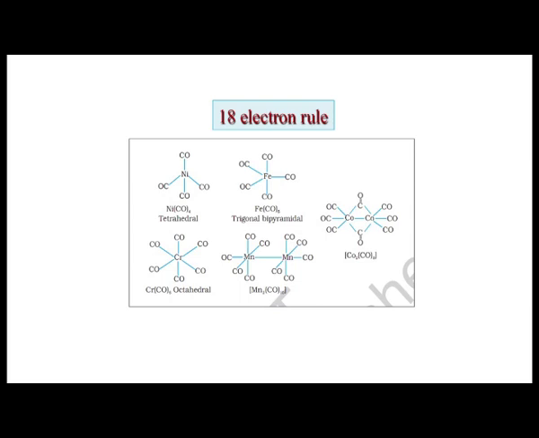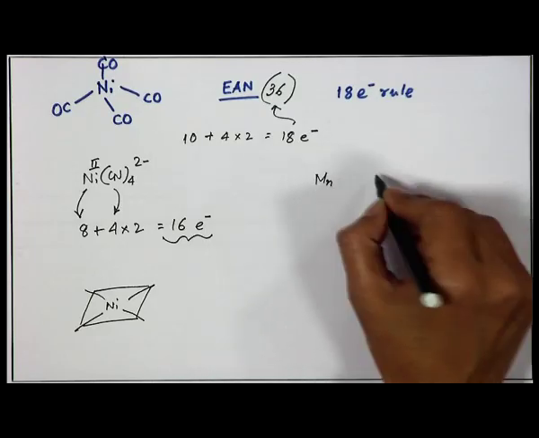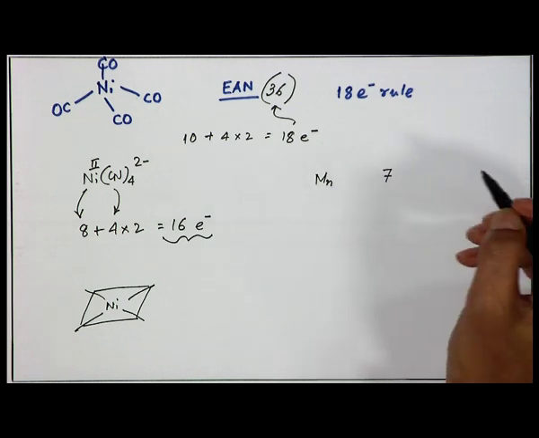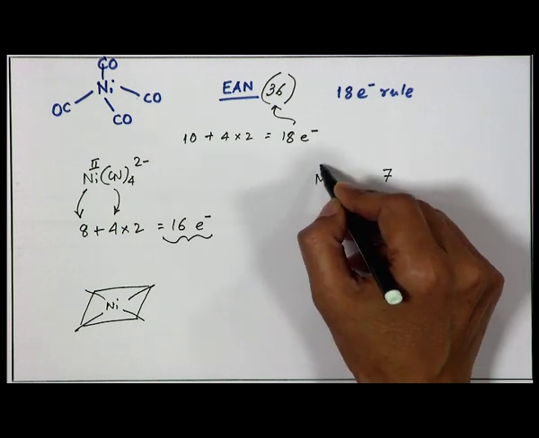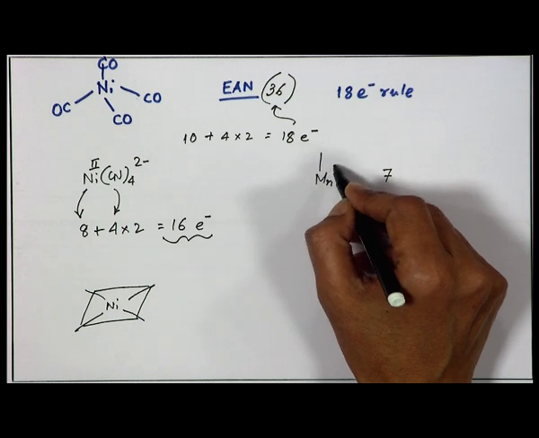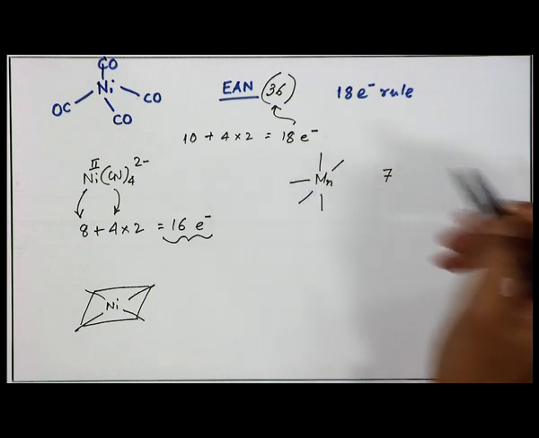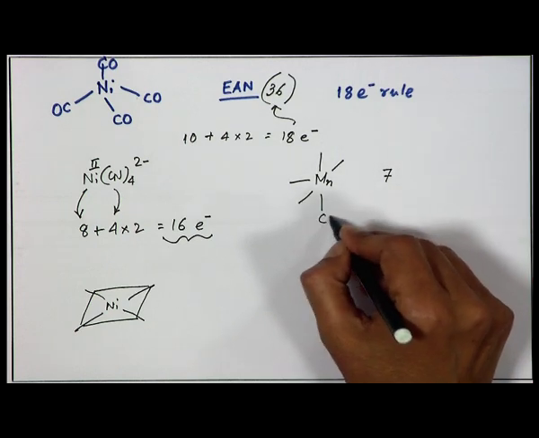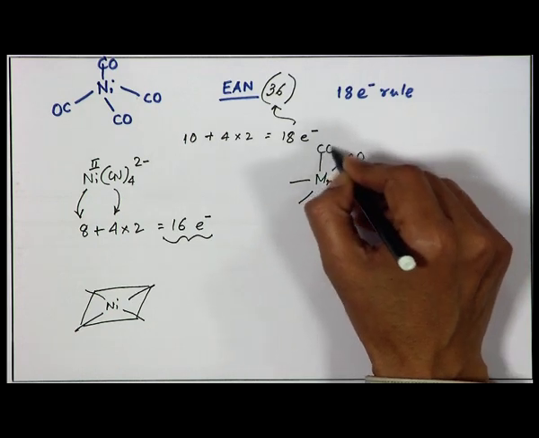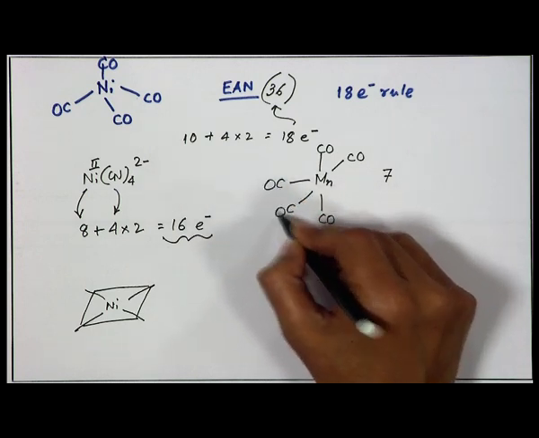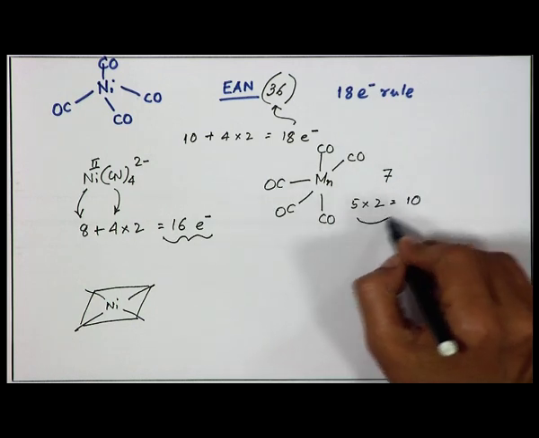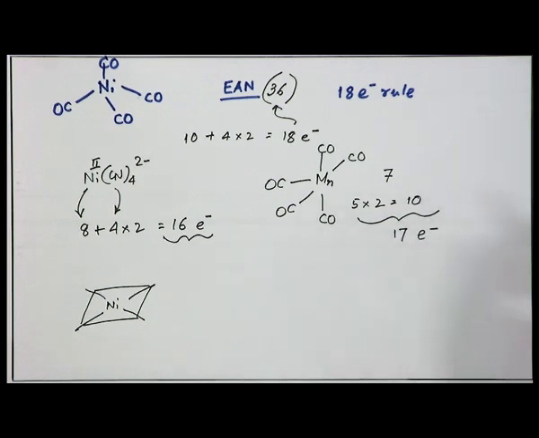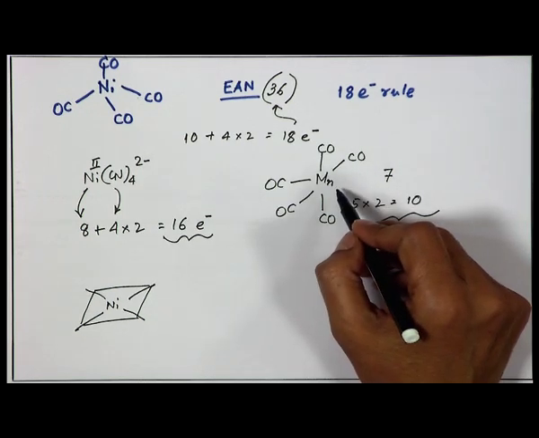But what about manganese? Manganese is 0, so that gives 7 electrons to you, and then around it there are 5 CO, because we are not going for an octahedral situation. So, 5 into 2 is equal to 10. Altogether we are getting a 17 electron species. This 17 electron species is not stable.